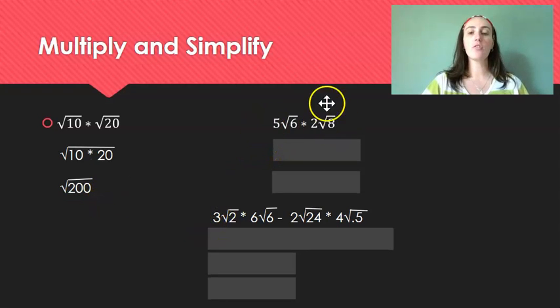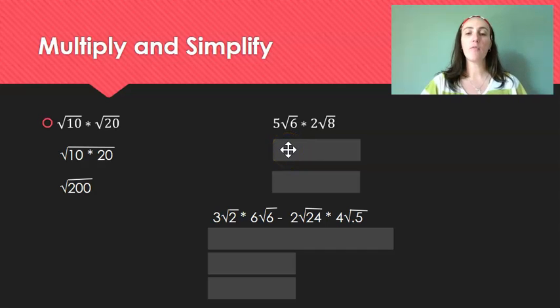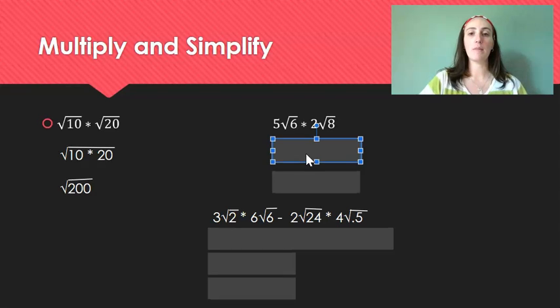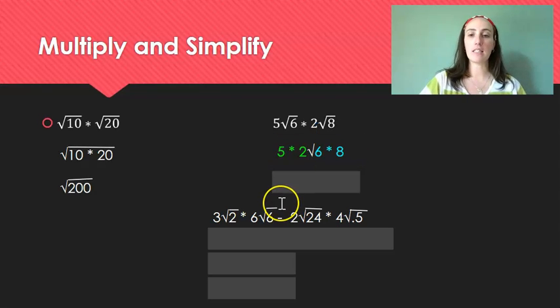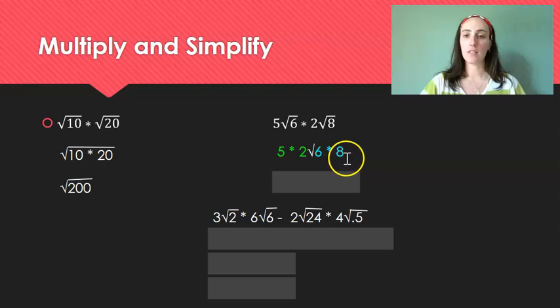When I have a situation like this over here, it's the same thing, except we're going to keep the outside numbers together and keep the inside numbers together. So for example, when we have 5 square root 6 times 2 square root 8, we're going to keep the 5 and the 2 together outside the radical, and the 6 and the 8 together inside the radical. So we're going to end up having 5 times 2 square root of 6 times 8.